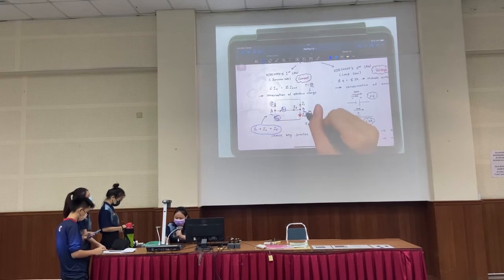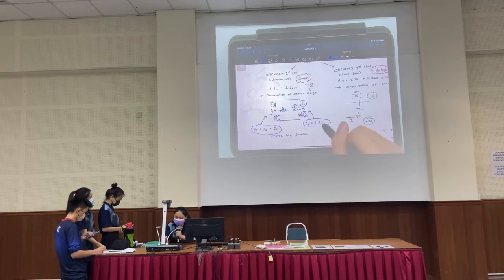And same as junction B, the current flowing in will be I3 and the current flowing out will be I1 and I2. So the equation for junction B will be I3 equal to I1 plus I2. So when you're solving a problem, you just need to choose any one of these equations. You can use either this equation or this equation, and at the end you will get the same answer.